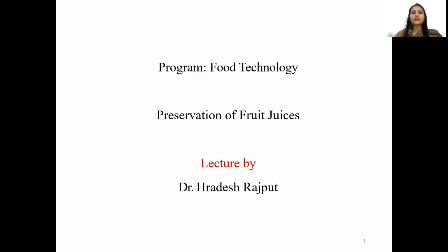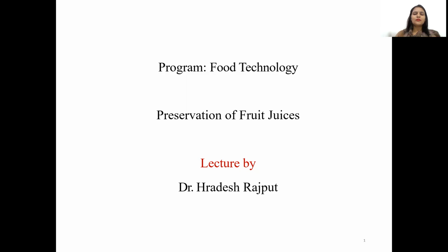Today's topic is preservation of fruit juice. How can we preserve fruit juices? As we know, fruits have a very specific nature, so we need to store them under specific conditions, right? We cannot store our food for a long time without using any techniques or chemicals. We can preserve food by converting it into other forms, like juices, and we can process it into pickle, jam, jelly, and squash.